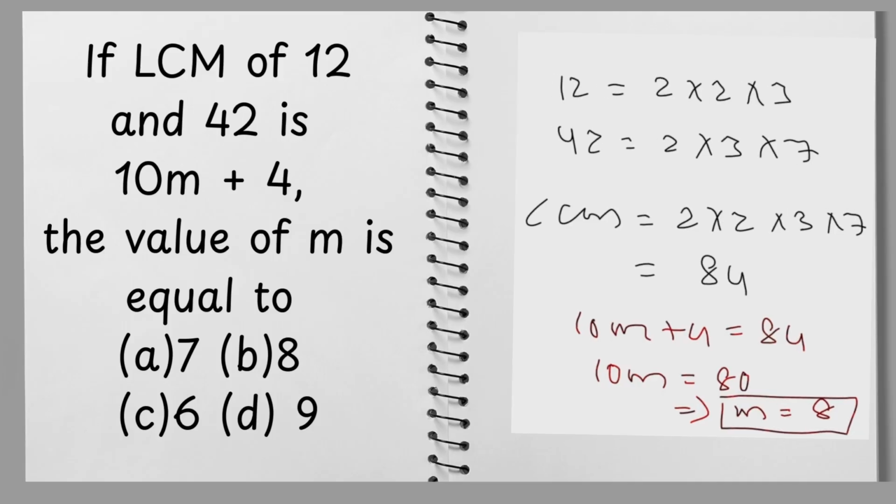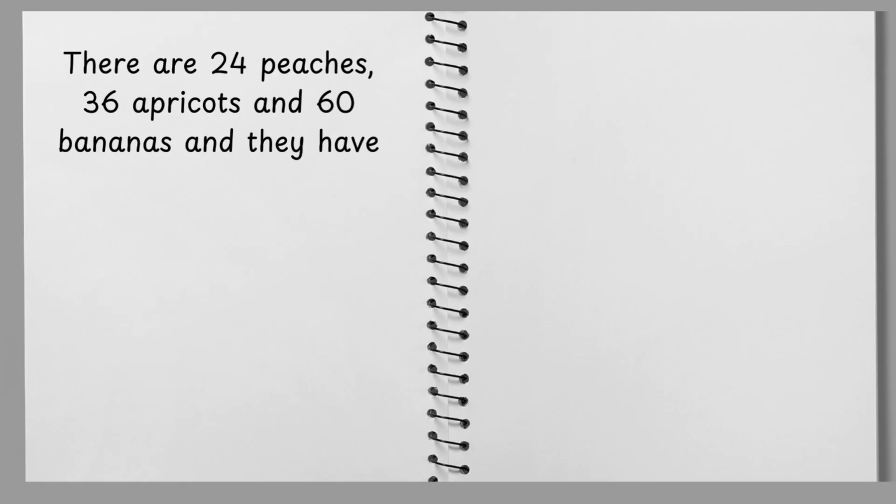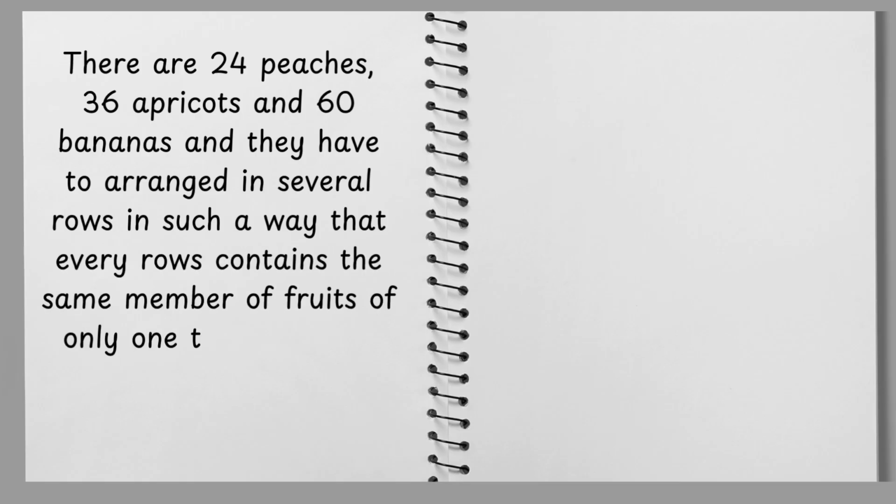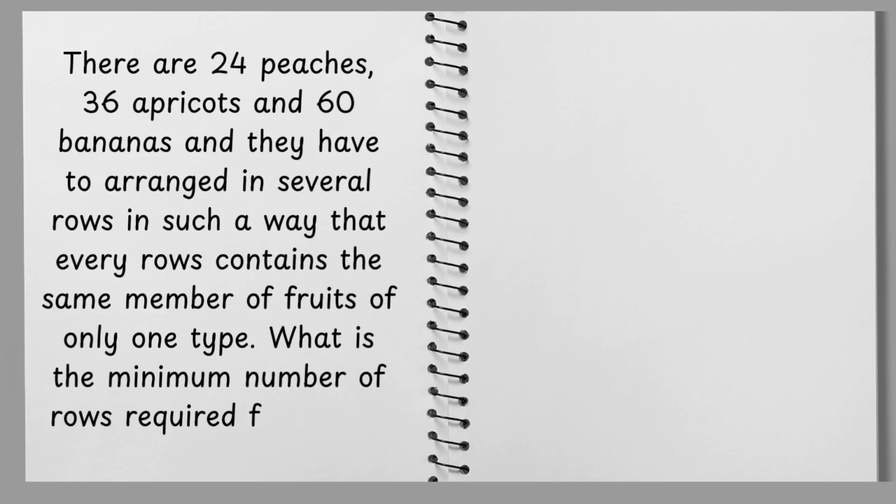There are 24 peaches, 36 apricots, and 60 bananas, and they have to be arranged in several rows in such a way that every row contains the same number of fruits of only one type. What is the minimum number of rows required for this to happen?